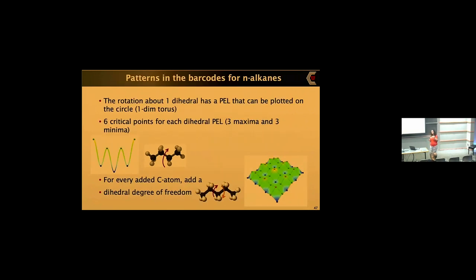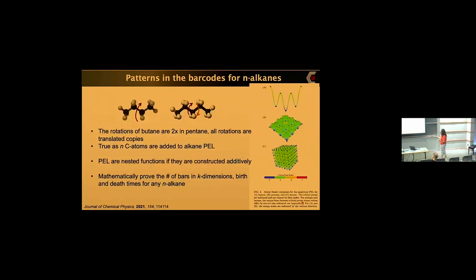Now imagine we make this molecule bigger. I've gone from butane to now a pentane. I've added a carbon atom. And for every carbon atom that I grow or add to this system, I'm adding 1 degree of freedom associated with this rotation. And so I go from a potential energy like this that has 6 critical points, which is basically a one-dimensional torus, or a circle in topological space, to this more complex one here, which is a little bit more complicated. And I can do this over and over and over again.